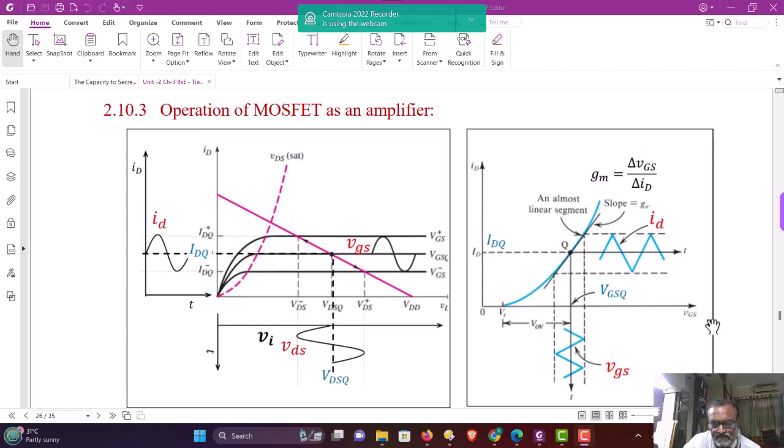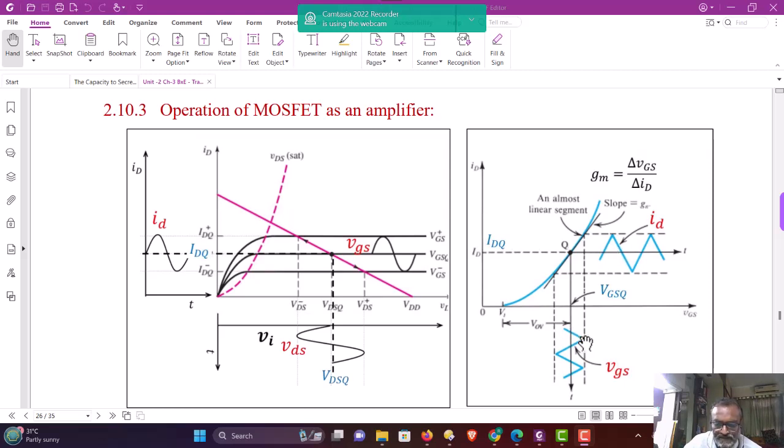The ID versus VGS curve is shown. The operating point is located here. You will see the input voltage is VGS, which is varying around the value of VGSQ. When the input voltage changes, here the triangular wave is shown. The operating point is moving, during this positive half cycle of the input, up on the characteristic curve, and therefore the corresponding point on the drain current axis gives you the corresponding drain current.